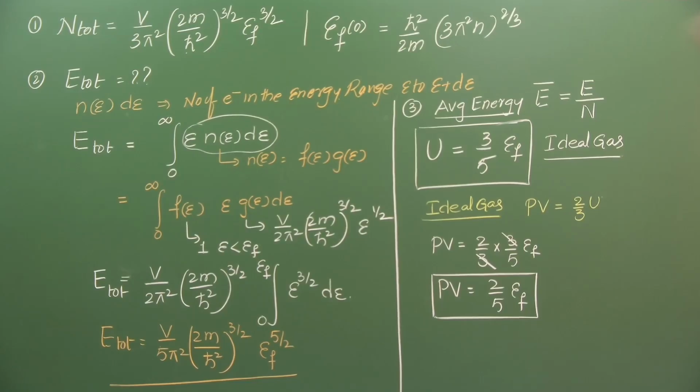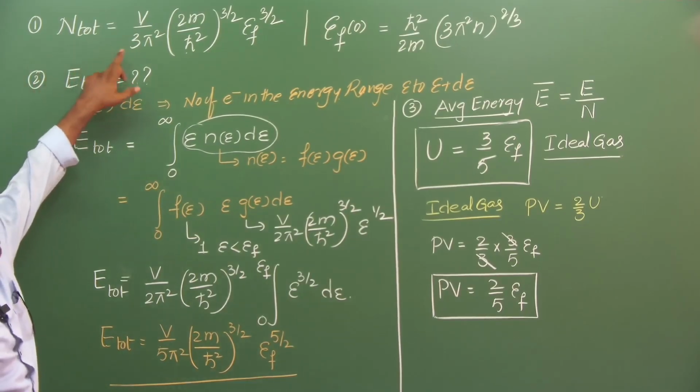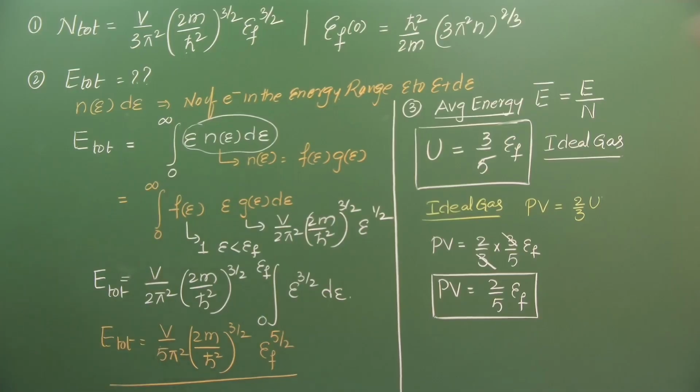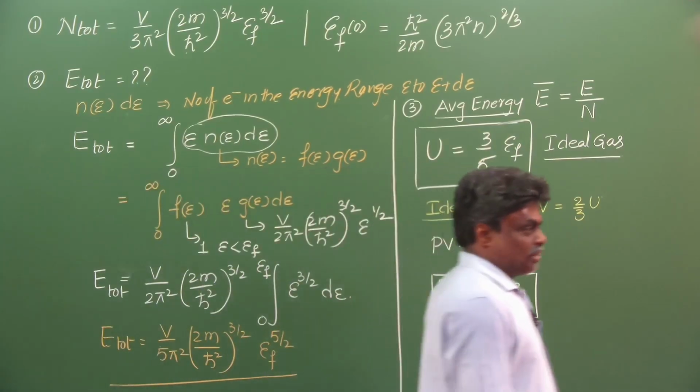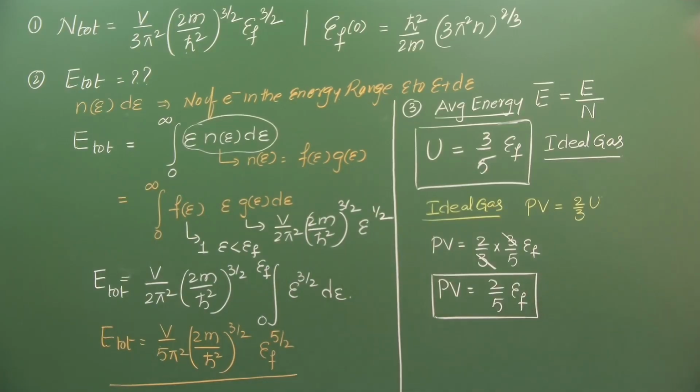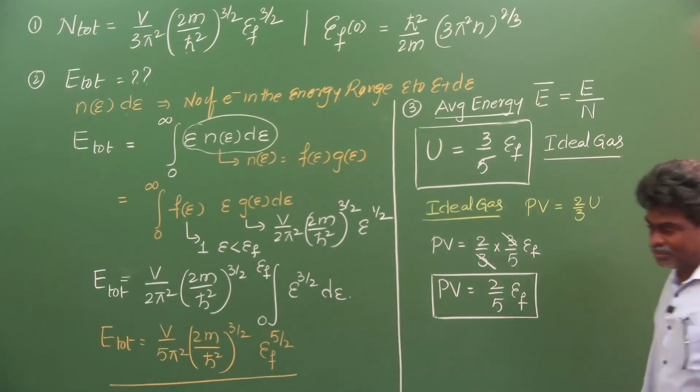Once I request you, please remember N of E, capital N, equals V by 3 pi square, 2m by h cross square, whole power 3 by 2, E power 1 by 2? Or 3 by 2? 3 by 2. Density of states also remember: V by 2 pi square, 2m by h cross square, whole power 3 by 2, E power 1 by 2.